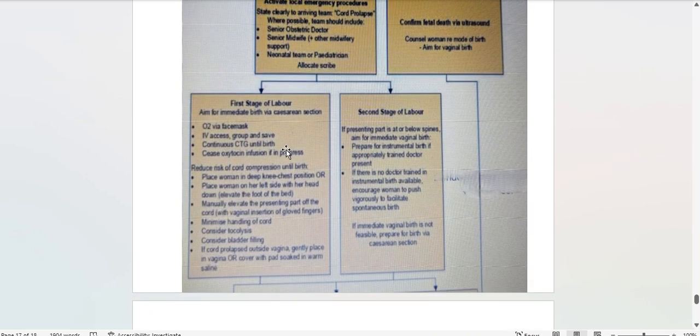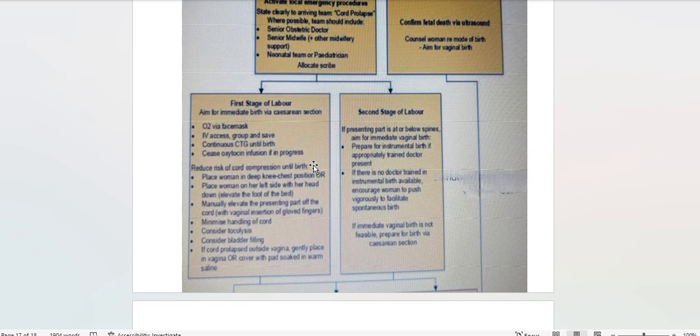Oxygen, IV fluids, continuous CTG until birth, cease oxytocin infusion if in progress. Place woman in deep knee chest position. Place woman on left side with head elevation. Manually elevate the presenting part of the cord. Minimize handling of the cord. Consider tocolysis. Consider bladder filling.